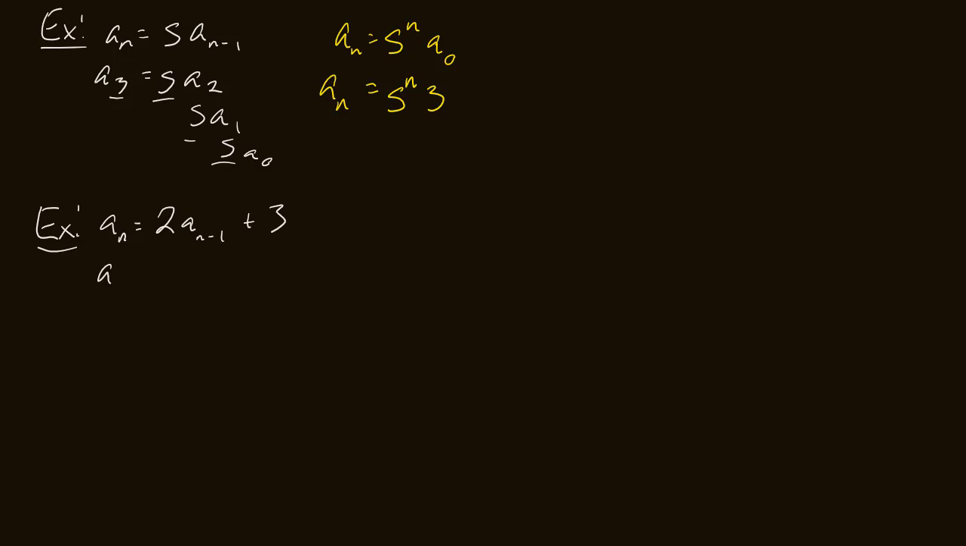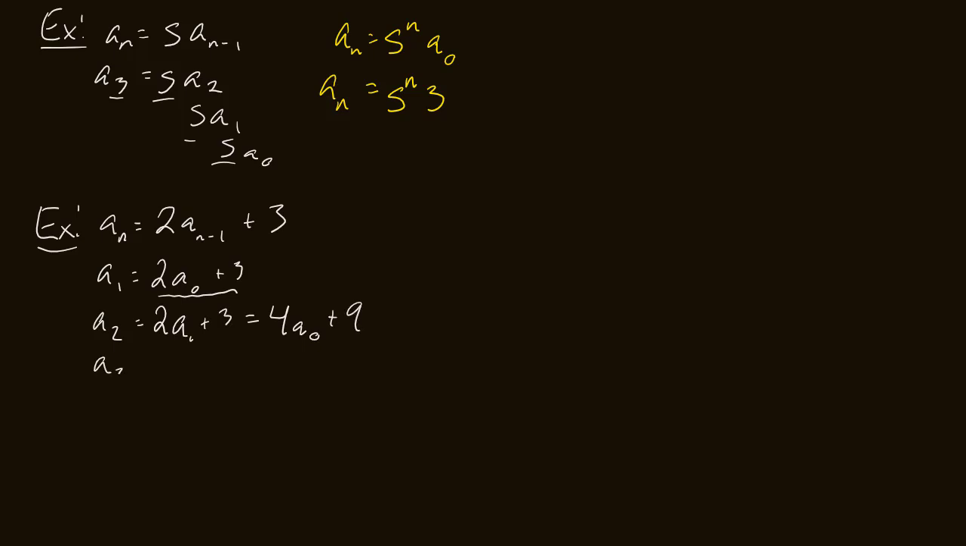Let's write out what a1 is. Well, that's going to be 2 times a naught plus 3. All right, not bad. What's a2? A2 is 2 times a1 plus 3. Remember, a1 is 2 times a naught plus 3. So plugging that in, we get 4 times a naught plus 6 plus 3 is 9.